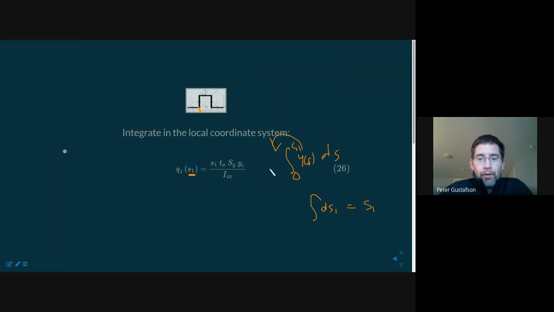The beauty of this technique is this becomes comparatively easy to actually implement. Okay, so what we have solved is the Q value within one segment, one arm of this cross section.